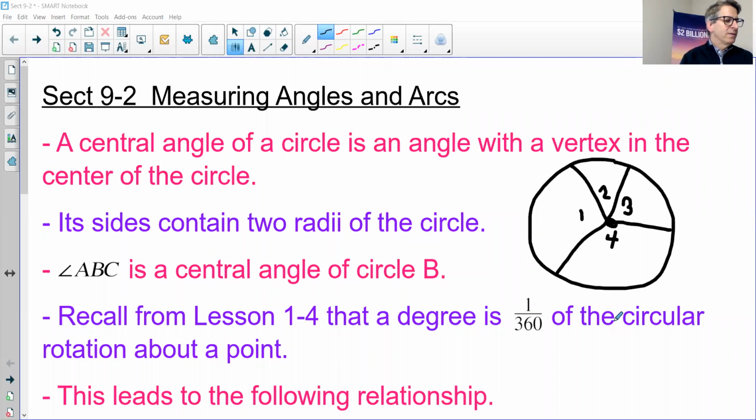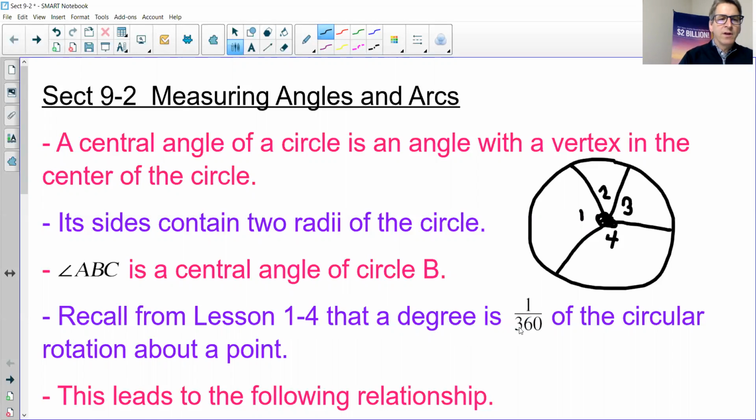Measuring angles and arcs. A central angle of a circle is an angle with a vertex in the center of the circle. Its sides contain two radii of the circle. Angle ABC is a central angle of circle B. Recall from lesson 1.4. So here are some examples of central angles. Recall from 1.4 that a degree is 1/360th of the circular rotation about a point.